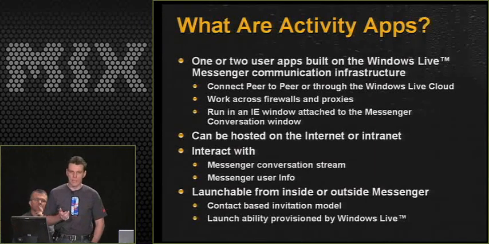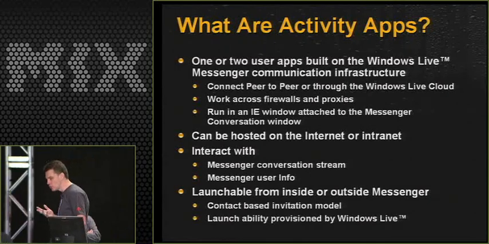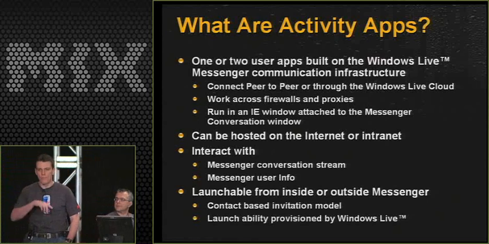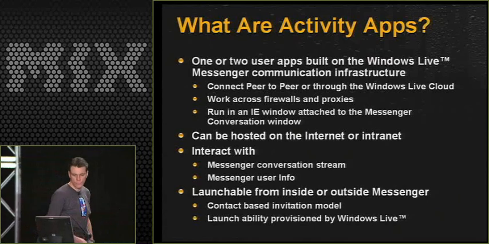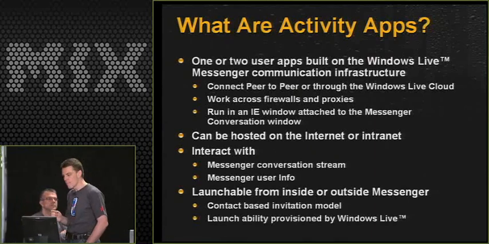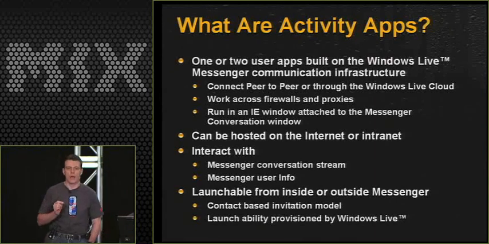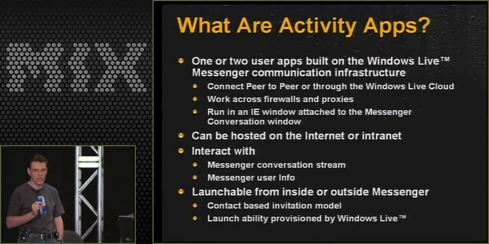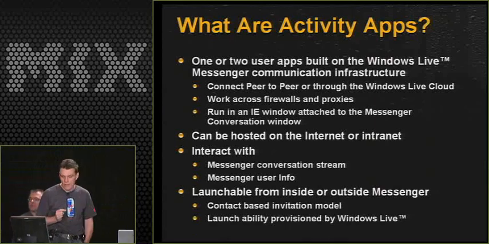There are different modes that we can connect. We can do peer-to-peer, using our peer-to-peer transport, or if you've got firewall issues or things like that, you can go up through our cloud and then back down again. It just allows you to pass through proxies or firewalls. What's interesting here is that the activity application is running in the same process as Messenger, but what it's doing is loading the Internet Explorer control. So it's utilizing Internet Explorer. And from that, you can then utilize all the features that are found within Internet Explorer.